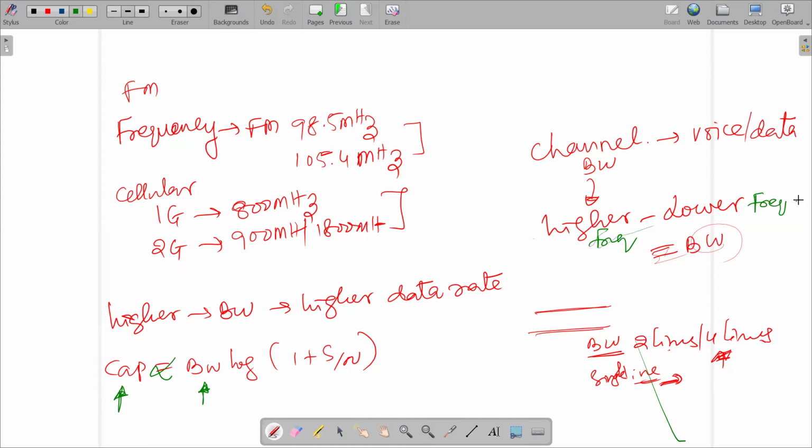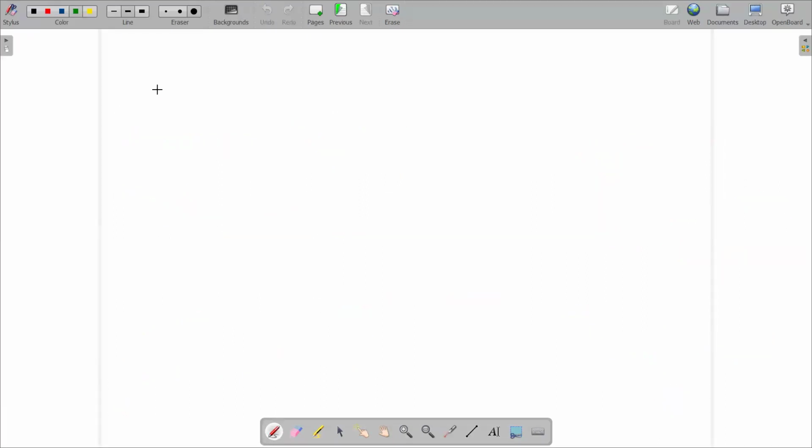Sir, I have one doubt. Tell me. Earlier we already discussed frequency, but I still have one doubt. As you say, higher bandwidth, higher data rate. Correct. So do we have to assign this according to coverage, or does it happen automatically? Coverage is different, but again it depends.